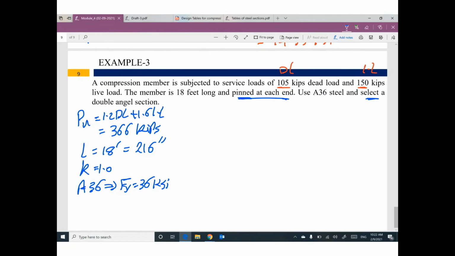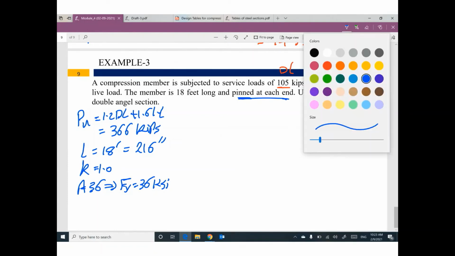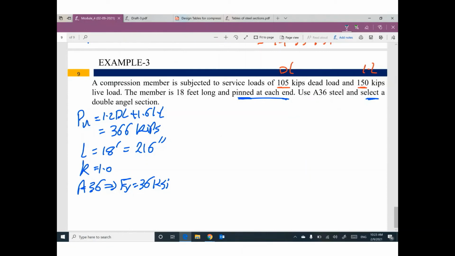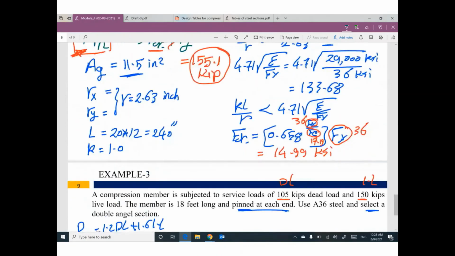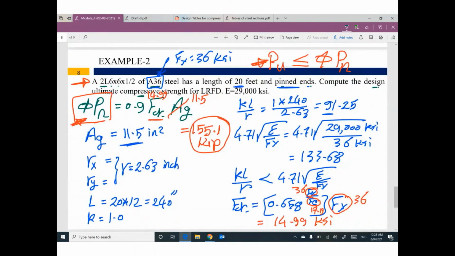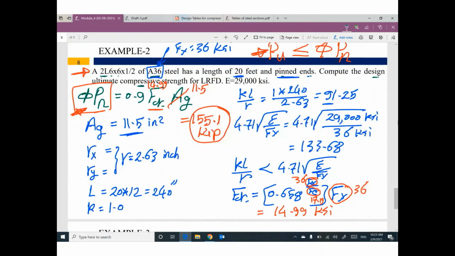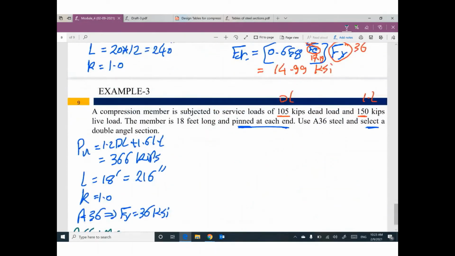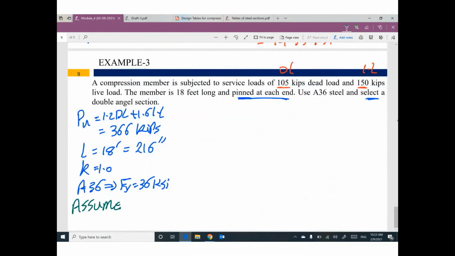We don't have a guide. You need to assume, and based on your assumption, you can design. We need to assume something. What do you think? Assume. Okay, let me say something. This one was 6 by 6 by 1/2, which gave you a strength of 155. We are looking for something here, 366. No, we need to go bigger.